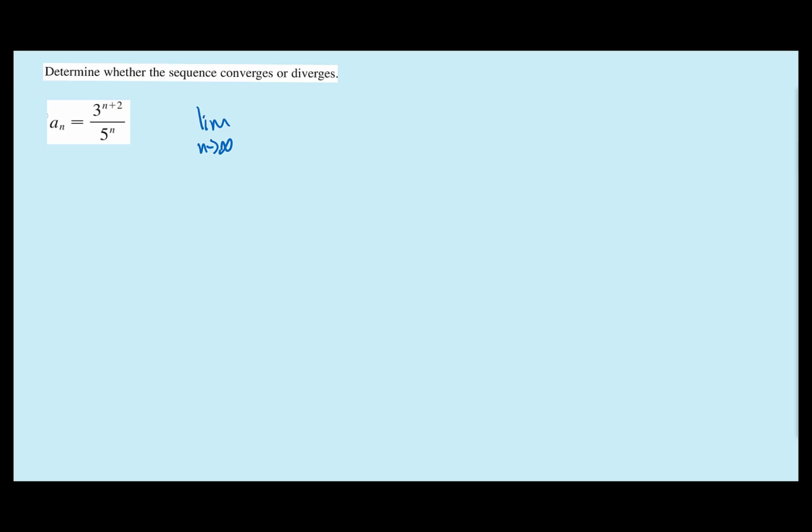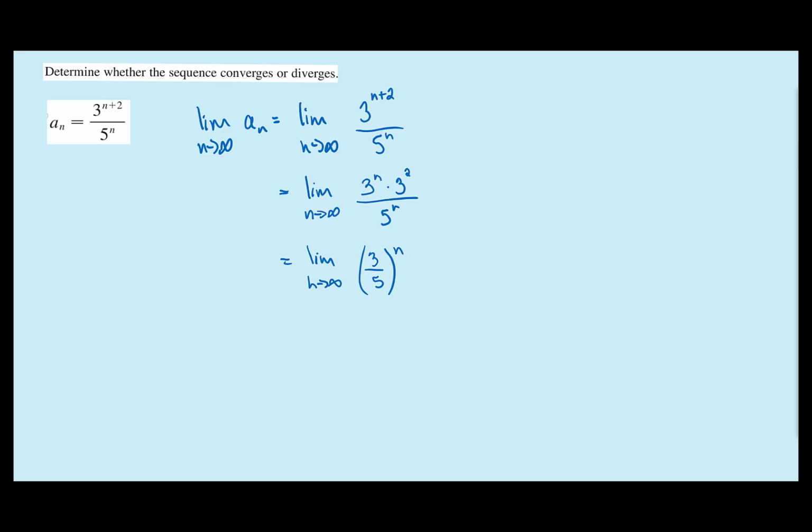This expression we'd like to clean up a little bit algebraically. Let's separate 3 to the n plus 2 into two powers that are multiplying one another. 3 to the n times 3 to the 2. So now we have 3 to the n on top and 5 to the n on the bottom. We can combine those together, make it 3 over 5, and then 3 to the 2 is just 9. We could bring the 9 out in front because it doesn't change with n.